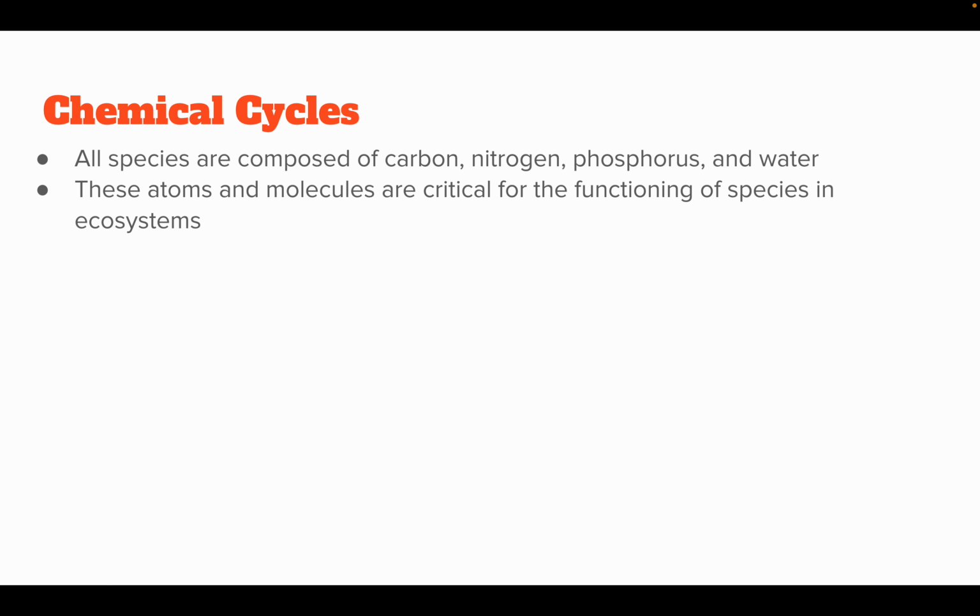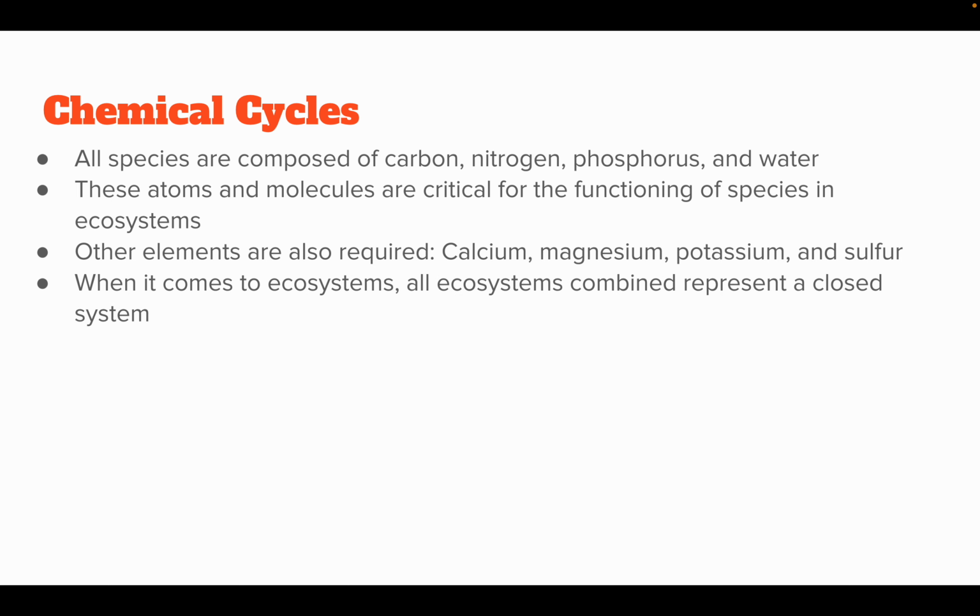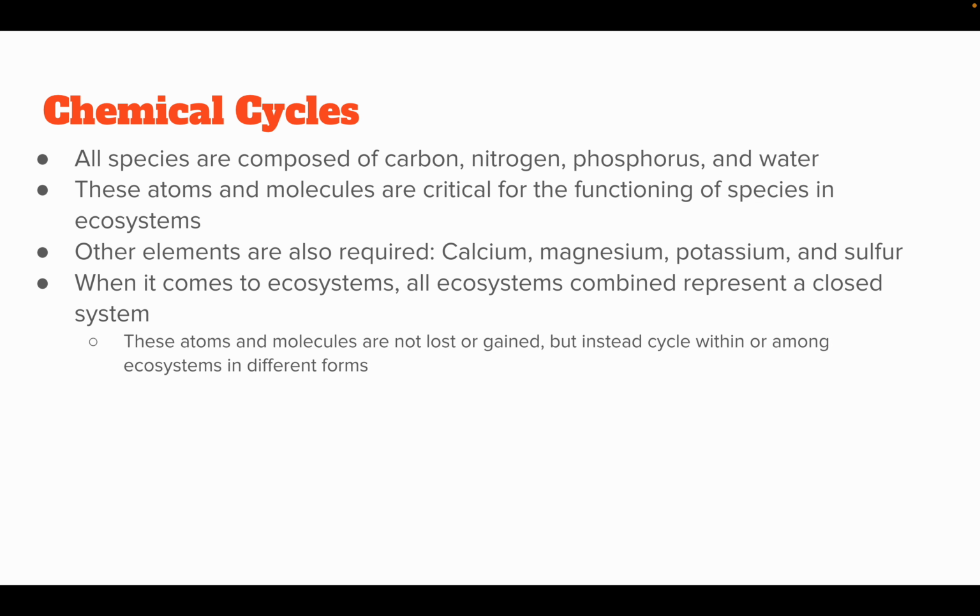Now, all species are composed of carbon, nitrogen, phosphorus, and water. These atoms and molecules are critical for the functioning of species and ecosystems. Other elements are also required, such as calcium, magnesium, potassium, and sulfur, as well as a list of others. When it comes to ecosystems, all ecosystems combined represent a closed system, meaning that these atoms and molecules are not lost or gained, but instead cycle within or among ecosystems in different forms.